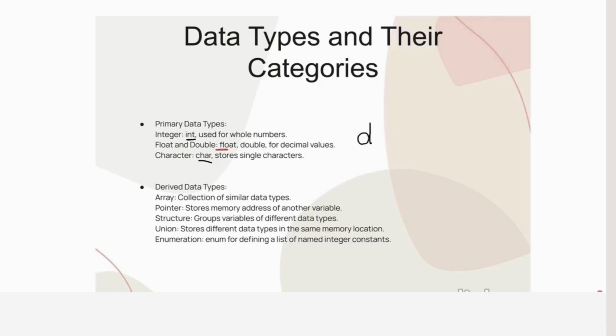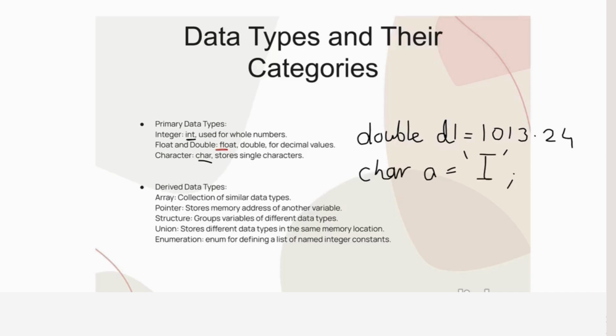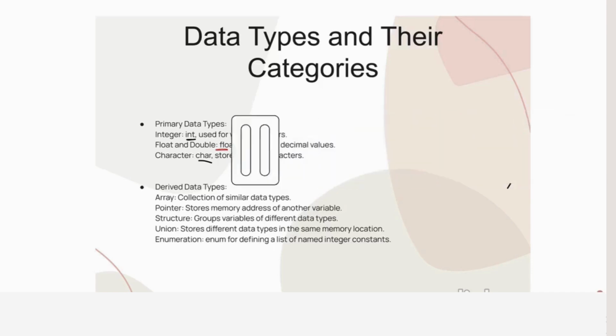Similarly, if I use double, I will say double d1 equals to some number with decimal values in it. And if I want to create a character type of variable, I will use char as a keyword. Name of the character variable, say a equals to, and a single letter to store in it, say I. So it is going to store a character I in the variable a. So these are primitive data types supported by C.